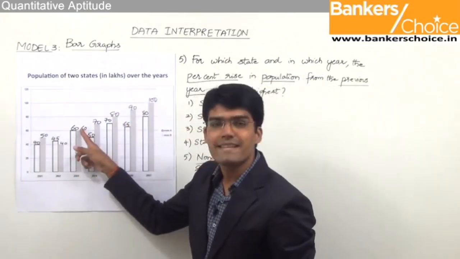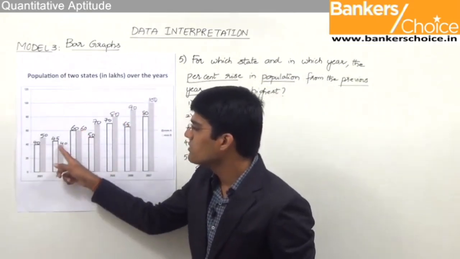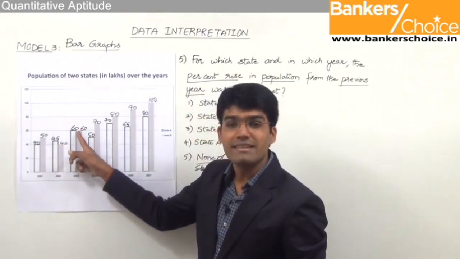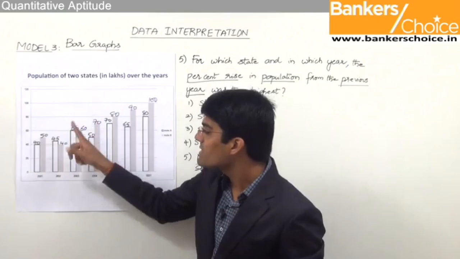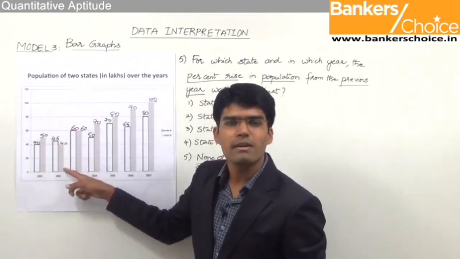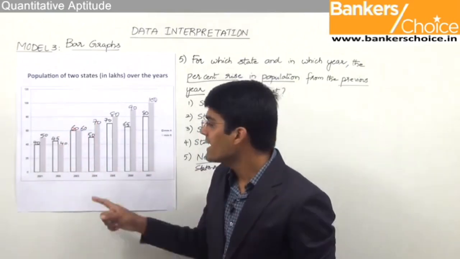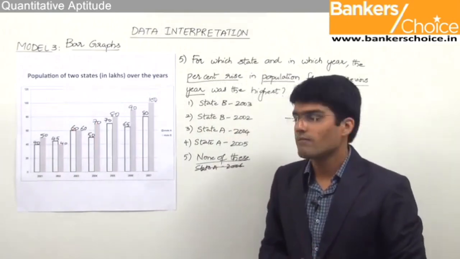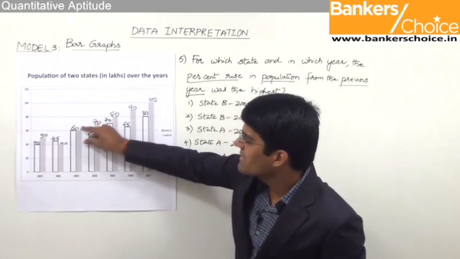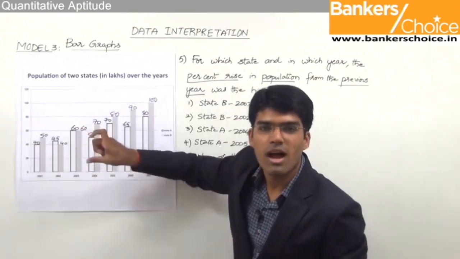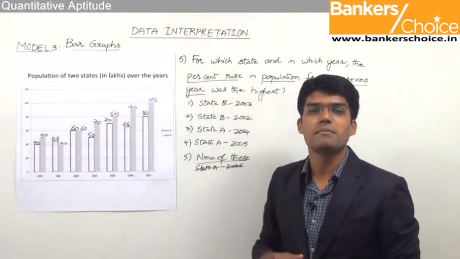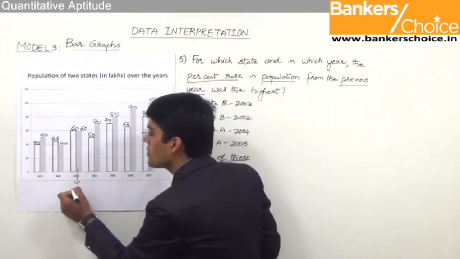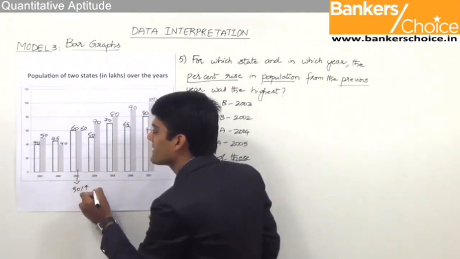B in 2003 is 60 and B in 2002 is 40. Now if you observe, 40 becomes 60. That means it is increasing by 20 lakhs, 20 lakhs on the initial value of 40 lakhs. So 20 by 40 is half. That means we can say that the increase for state B in 2003 is 50%. Why? Because this bar here has increased by half of its length. So half of its increase is nothing but a 50% increase. So we can say that state B in 2003 is showing a 50% increase.